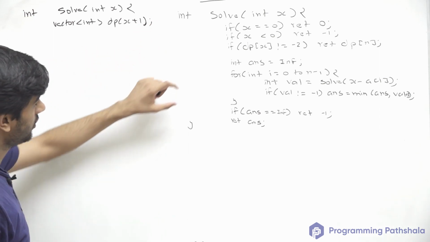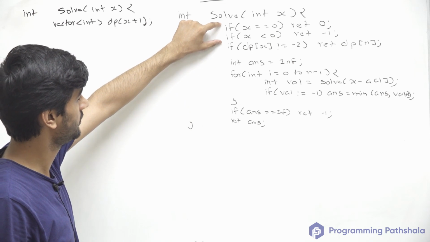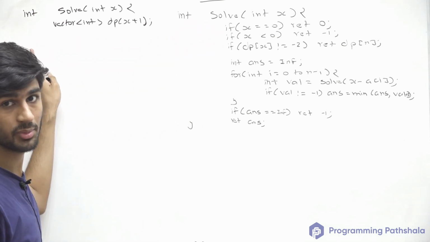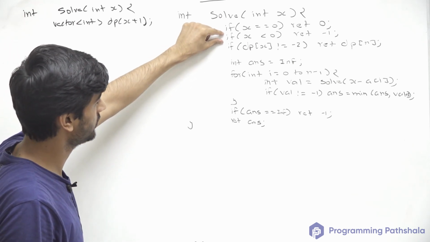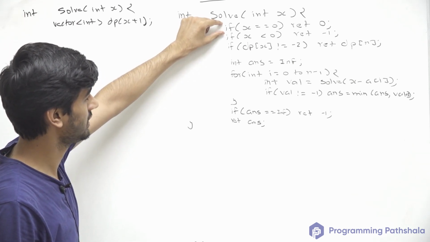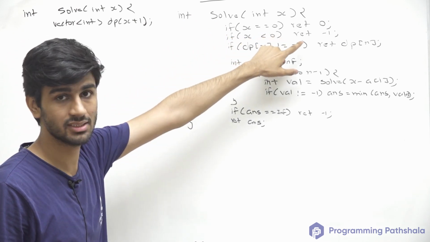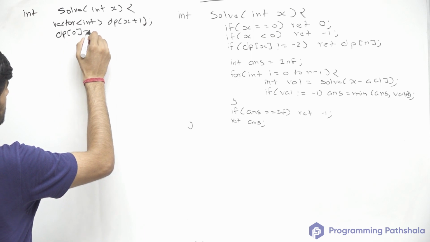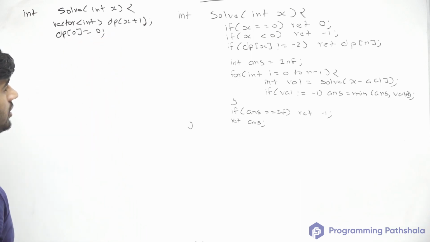Okay. Now in this recursive solution, we have base cases. So we will try to handle these base cases in the iterative dp first. So we'll talk about this case later, but for now we can say when x is equal to 0, in that case the answer is 0. So we can say dp of 0 is equal to 0, right? Okay.